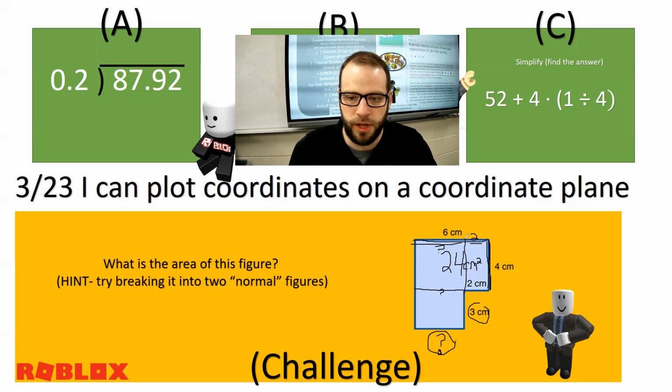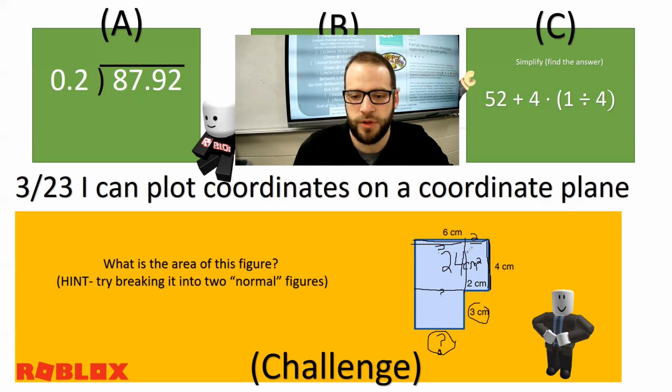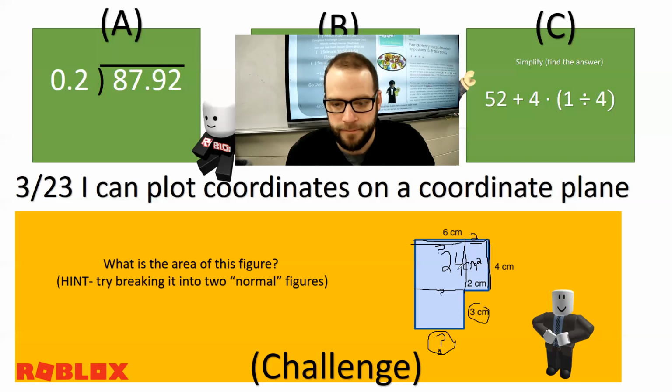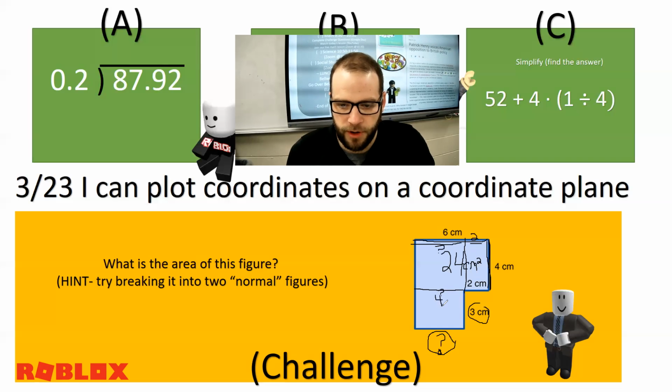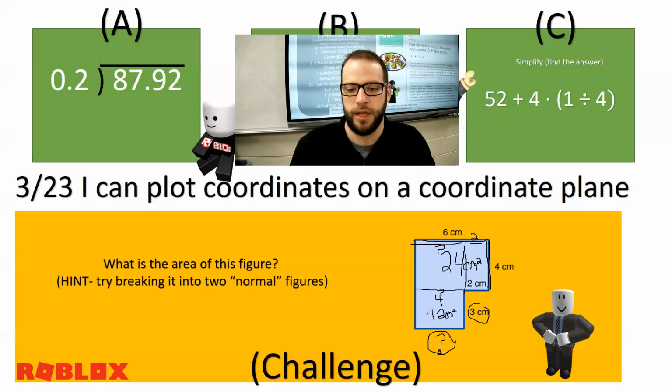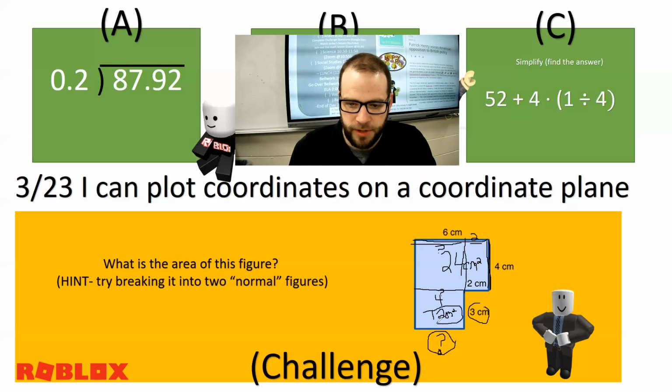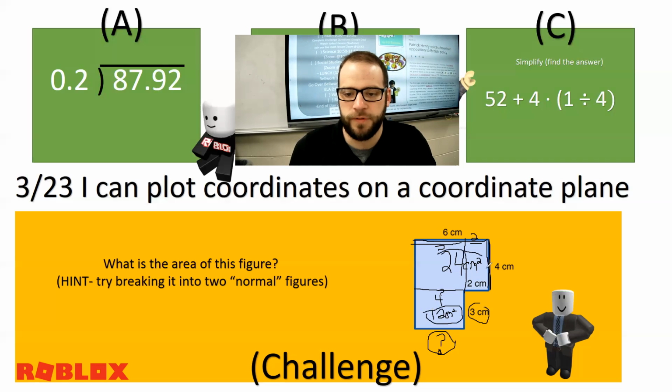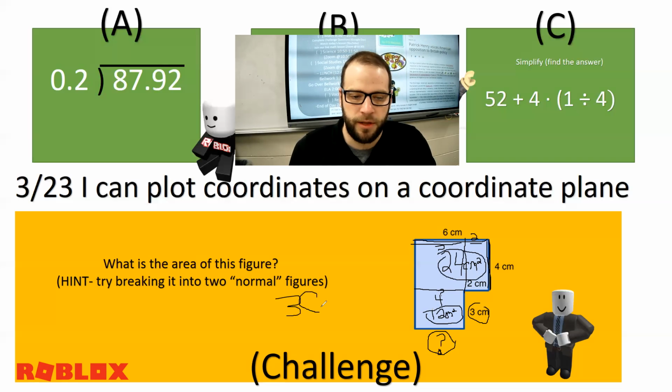The question mark plus 2 equals 6. So the question mark must be 4. And then 4 times 3 is 12. Therefore, this figure has an area of 12 centimeters squared. So we have this is 12 centimeters squared. This is 24 centimeters squared. So the entire thing must be 36 square centimeters.